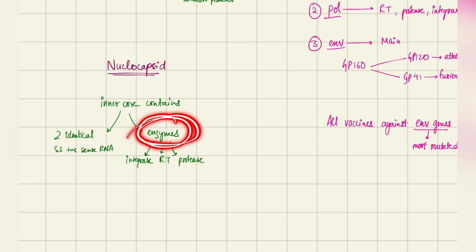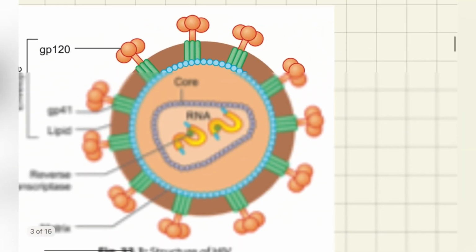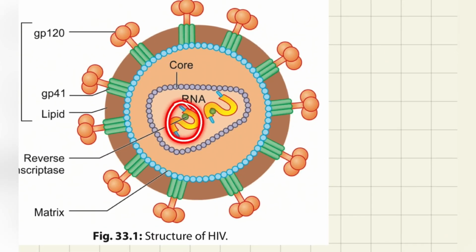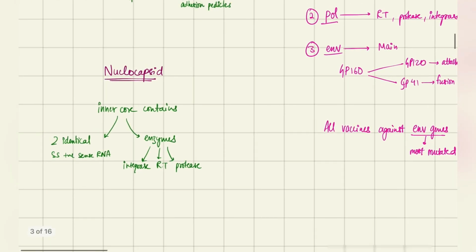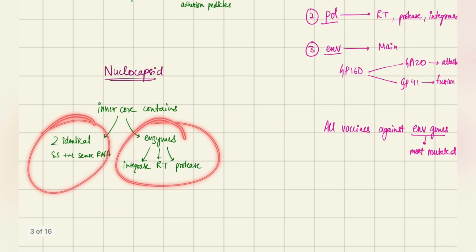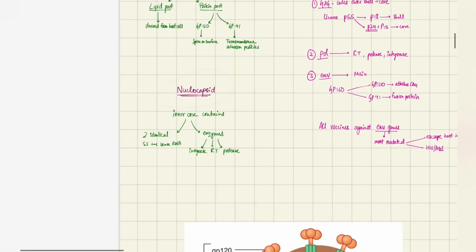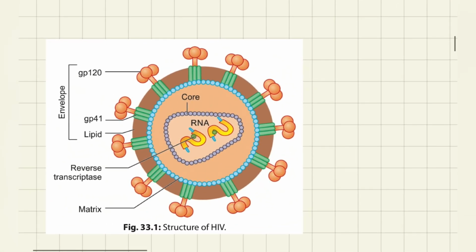It also has three very important enzymes: integrase, reverse transcriptase, and protease. You can see this here. These are the two single-stranded positive sense RNA. We have reverse transcriptase, integrase, and also protease inside. So these are the three enzymes and the RNA inside the nucleocapsid. This inside is the nucleocapsid core.